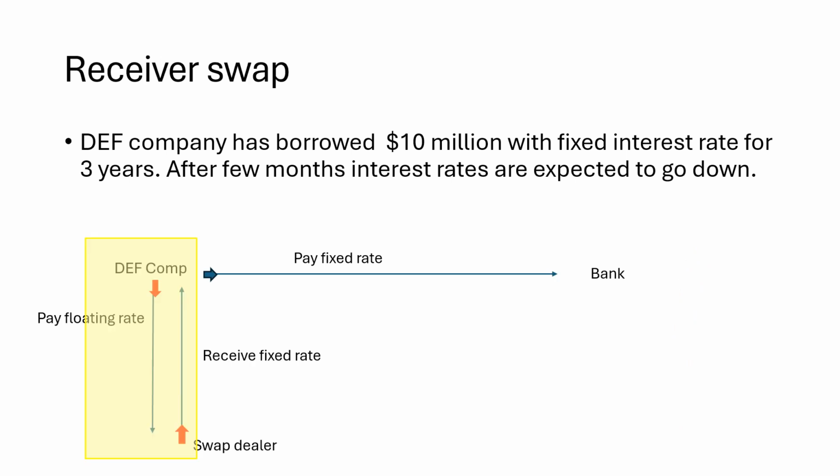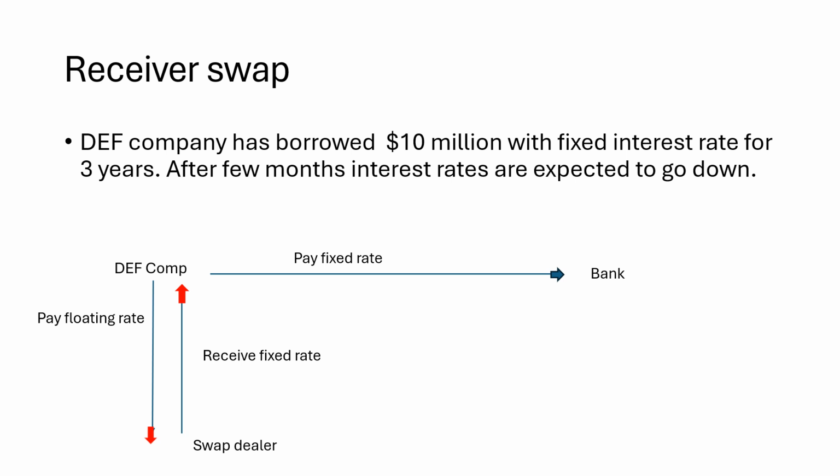Now here is a DEF company which has borrowed at a fixed interest rate and now cannot take advantage of the interest rate going down. So to take advantage of the interest rate going down, they will go to the swap dealer and say, hey, we want to have a swap deal. We will pay the floating interest rate to you. The swap dealer will now pay the fixed rate to the company, and that fixed rate will go to the bank. This arrangement is called a receiver swap.